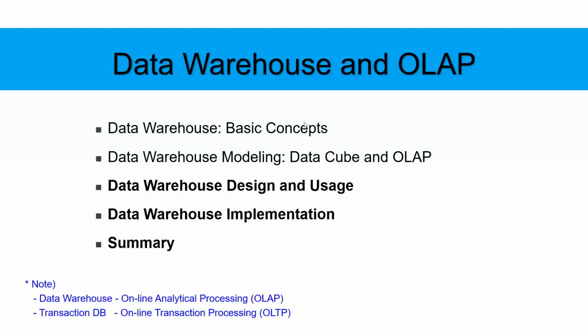We already learned about the data warehouse basic concept and the data warehouse modeling. And now I would like to explain about the data warehouse design and usage and some of the implementation. So please note that you can figure out the OLAP is the data warehouse and the OLTP is the transaction DB.